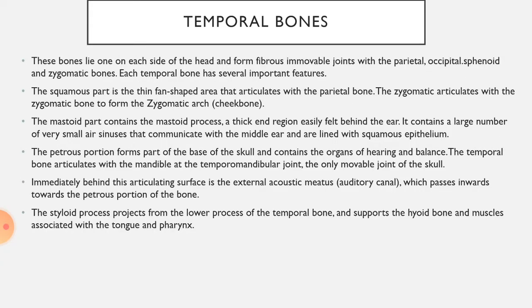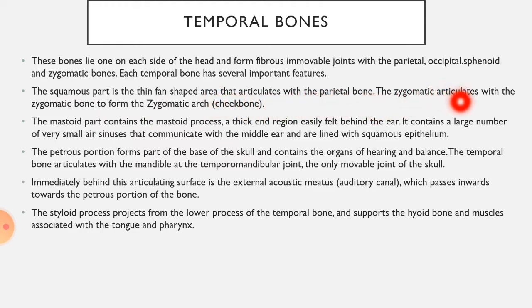Okay, so next is the temporal bone. These bones lie one on each side of the head and form fibrous immovable joints with the parietal, occipital, sphenoid and zygomatic bones. So these bones articulate with the parietal bones at the squamous suture, and with the occipital, sphenoid and zygomatic bones. The squamous part is a thin fan-shaped area that articulates with the parietal bone.